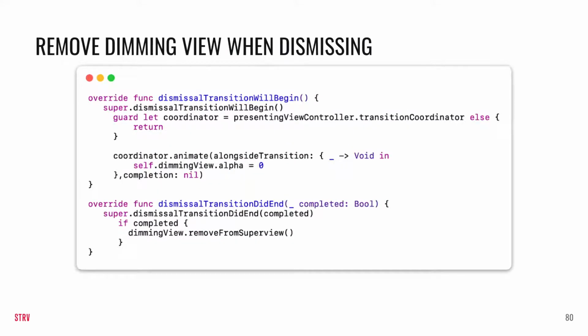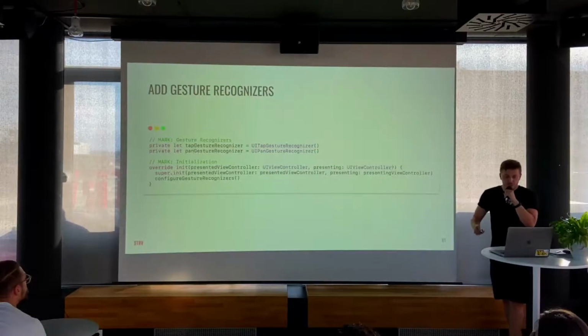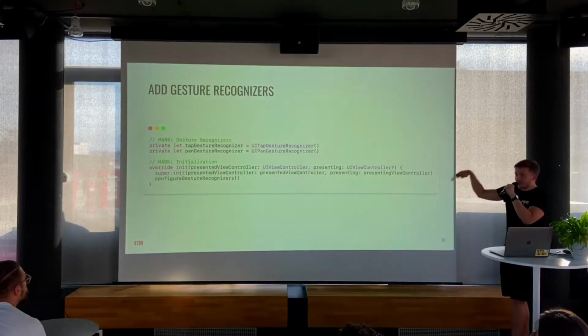We need to take care of dismissal, so we use another function. When the dismissal begins, we're just animating alpha back to 0. And in case the whole transition ended, we are removing this view. Adding a gesture recognizer is quite simple. You can store it inside this presentation controller, and in an init method, that's a good place for configuring it. You will add this tap gesture to the dim view, and you would connect the pan gesture with the presented view.